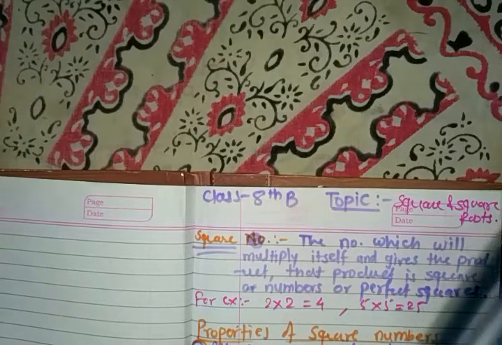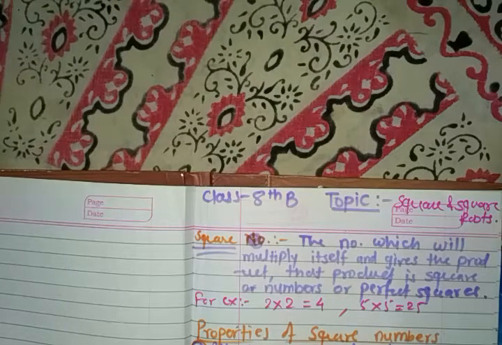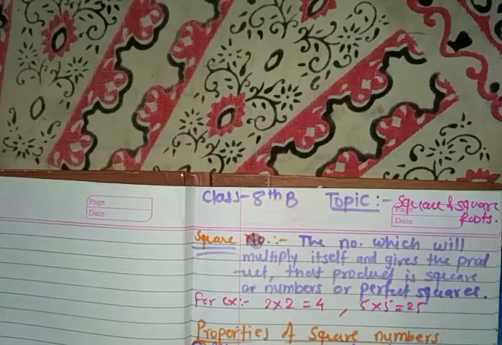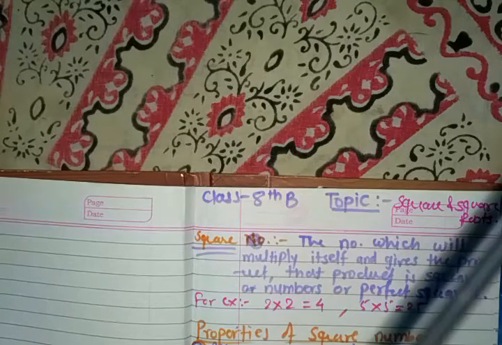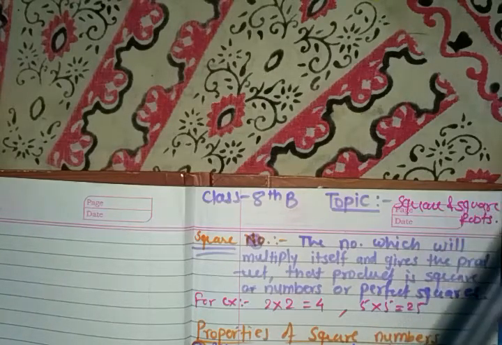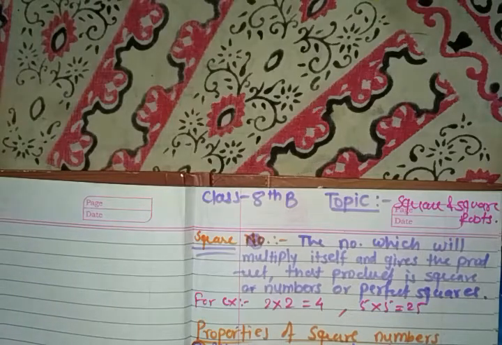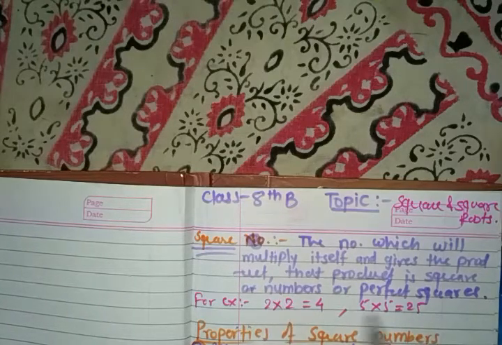Students, today we are going to start the new topic, that is square and square roots. So first we will try to understand what you mean by square. A square is that number which we get by multiplying a natural number by itself, and the product we get is the square number, right? That product is the square number or the perfect square.